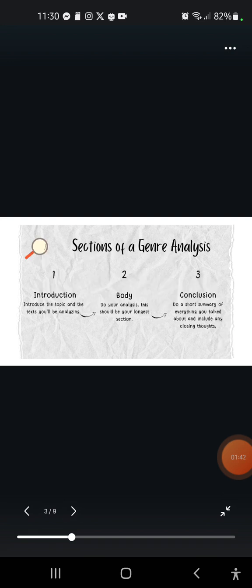So we have here the sections of a genre analysis. Like all other essays, a genre analysis must have an introduction, a body, and a conclusion. In your introduction, you introduce the topic and the text you'll be analyzing. In your body, you do your analysis. This should be the longest section among the three. In your conclusion, you do a short summary of everything you've talked about and include any closing thoughts, such as whether you think the text accomplished its purpose and why.